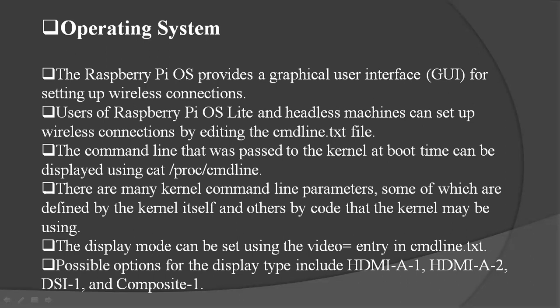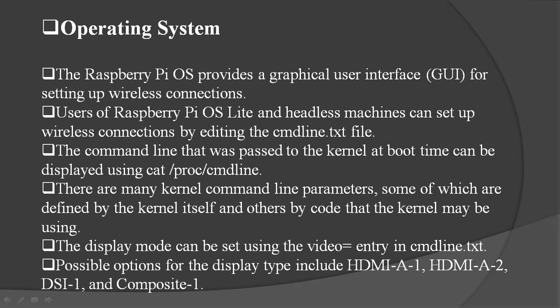The command line that was passed to the kernel at boot time can be displayed using cat /proc/cmdline. There are many kernel command line parameters, some of which are defined by the kernel itself and others by the code that a kernel may be using.